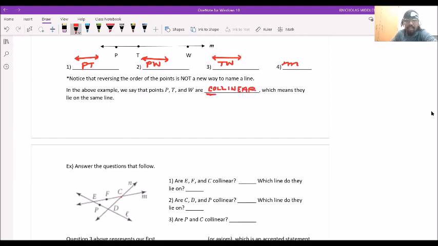This prefix co will be important. Co means together. So if you say cohabitate, you live together. Collaborate, you work together.